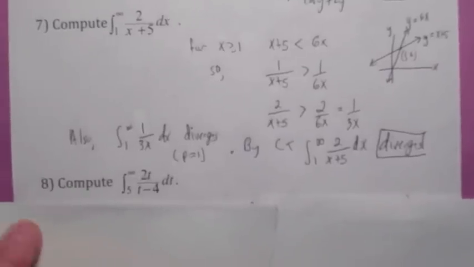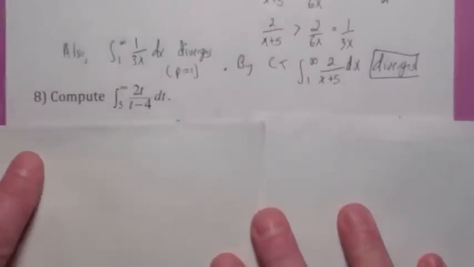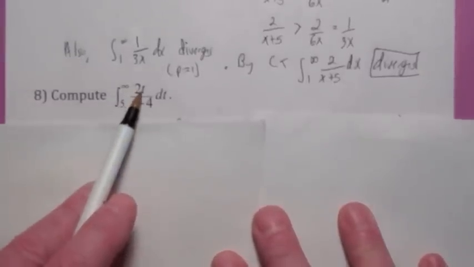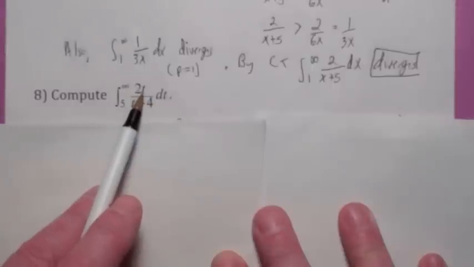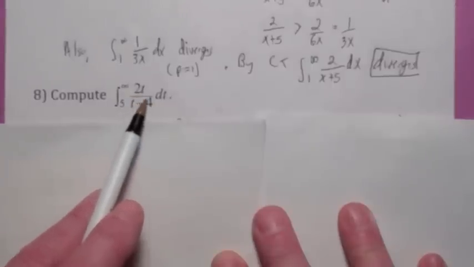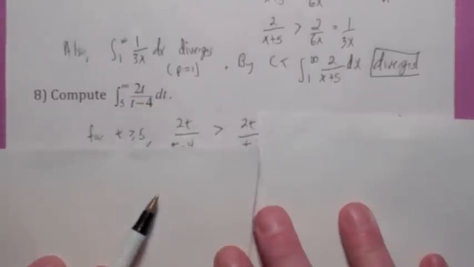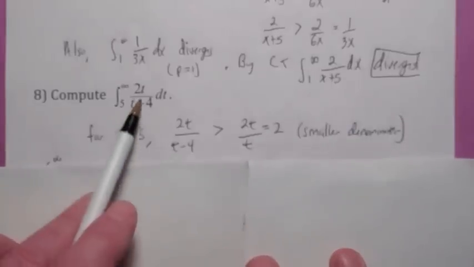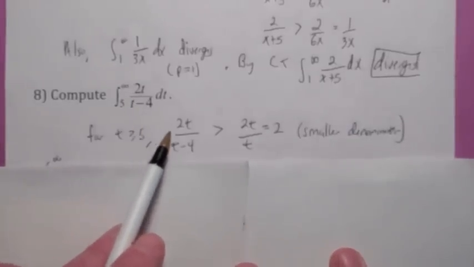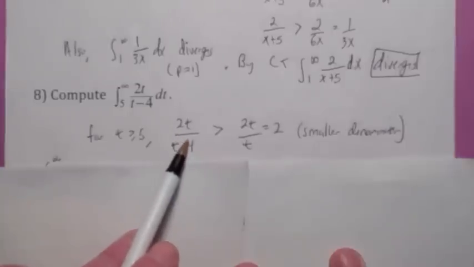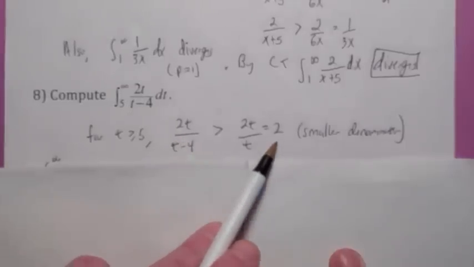All right, here's the last one. This one, actually, the top is behaving like 2t, the bottom is behaving like t, so this whole thing is behaving like 2. That isn't too hard to show, that this expression is going to be greater than or equal to 2. Look, for t greater than or equal to 5, if you make the denominator smaller, this is greater than this, which equals 2, right?